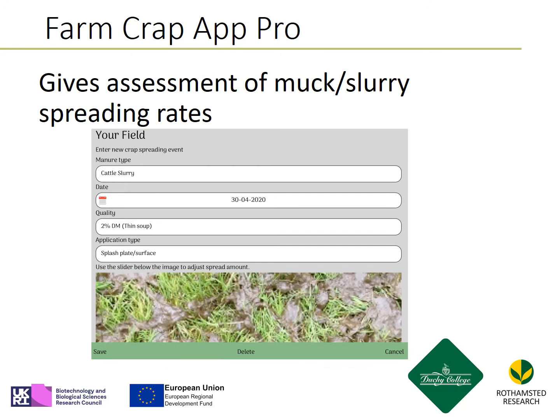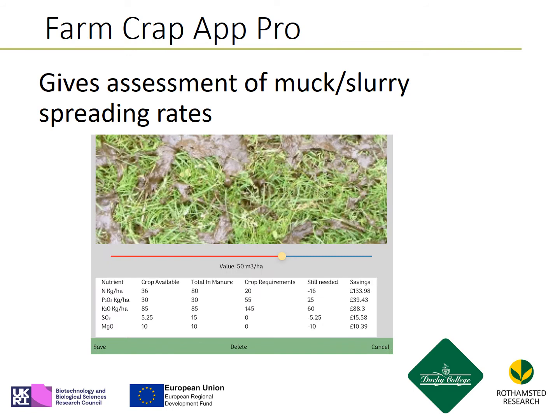So if you're going out into the field and doing your slurry spreading, I put down that we're going to do some slurry at the end of April, and I've chosen a 2% dry matter, which is a thin soup, and said that the application is via splash plates and onto the surface. And it gives you various pictures about their slurry application rates. And the little bar, which is red on the left and blue on the right with a yellow dot in the middle, is a slider, so you can move that along, and it has a library of pictures to show you representations of different application rates.